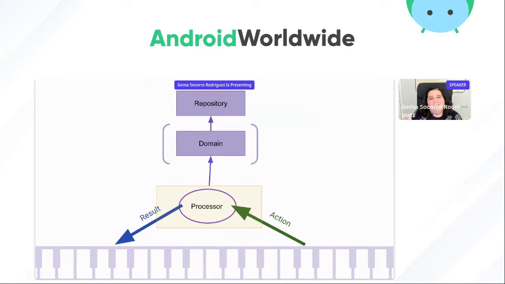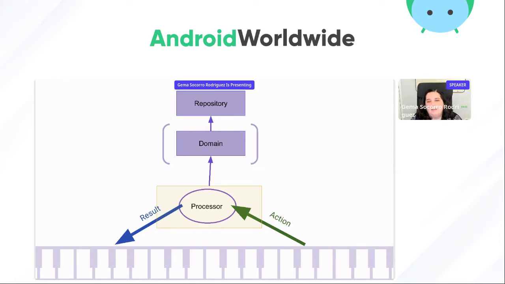There's another thing that I used to do in this processor. I have put the domain here in brackets because sometimes what I usually do is connect the processor with the use cases. In this case, it wasn't necessary because they were very anemic.